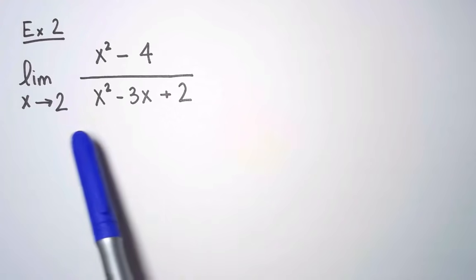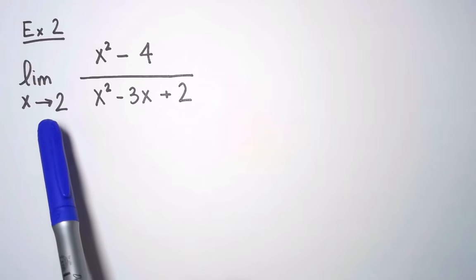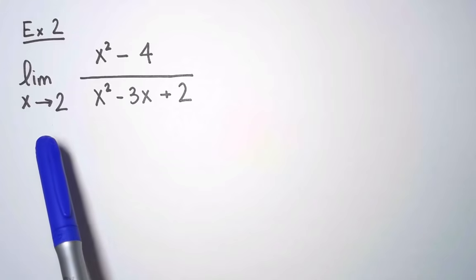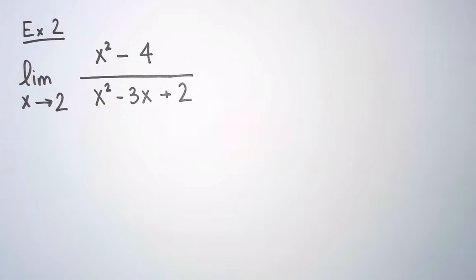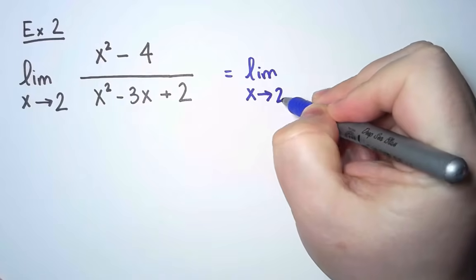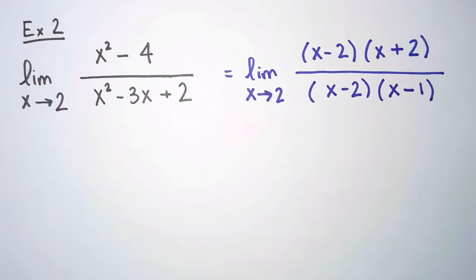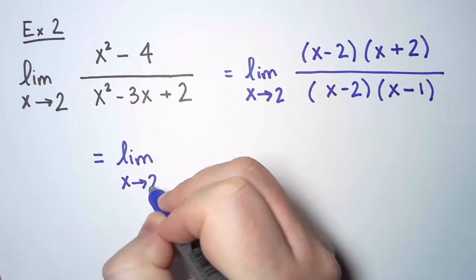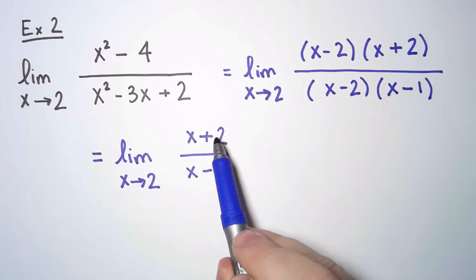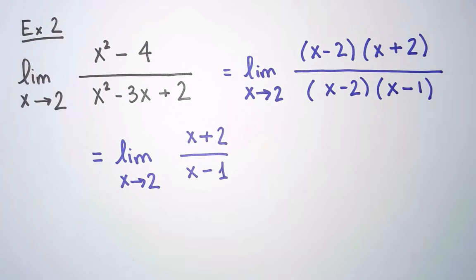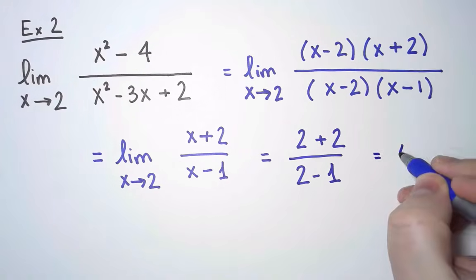I want to compute this limit. The function is continuous on its domain, but 2 is not in the domain. If I try to evaluate at 2, I get 0 divided by 0. This tells me that I can factor x minus 2 in both the numerator and denominator. Now I can divide both by x minus 2. The new function is continuous at 2. So I simply evaluate at x equals 2. And that's it.